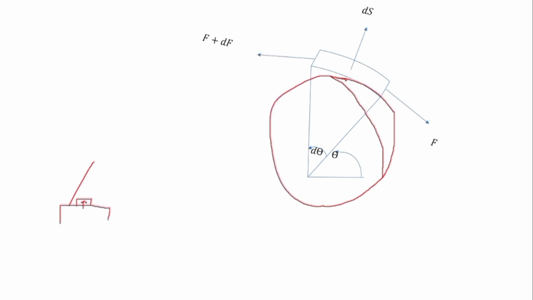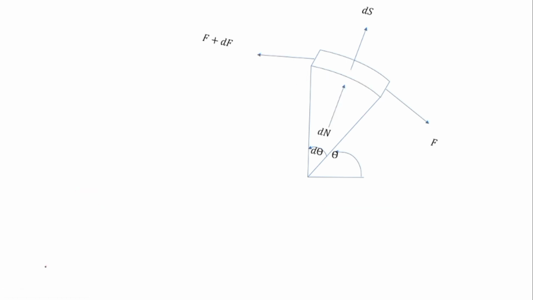For example, let's say you have a table, and on this table there is a book that is lying on it. So this table will exert a force on this book, and this force will be normal to this surface. So this is called normal force. So over here, since the pulley is like this, so normal to this surface, there will be a force on this belt, which will be like this, and that is represented by dN.